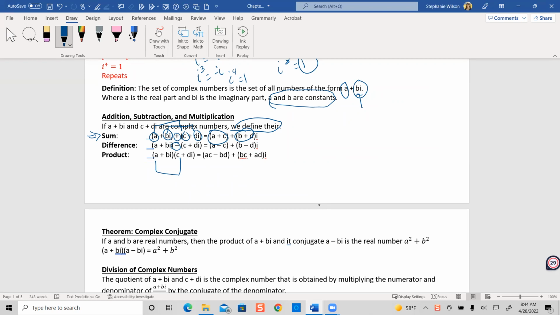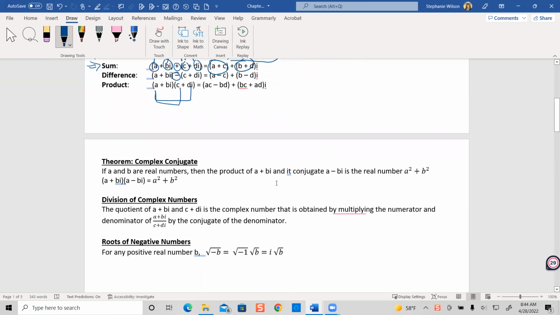So the real can be multiplied to the imaginary part and so on. So we're going to do that. And this is just letting you know this is helpful information to help you solve if you're given an addition, subtraction or multiplication of a complex number.